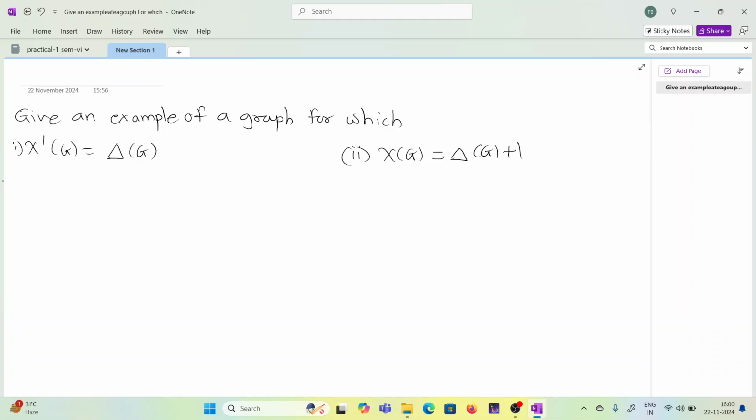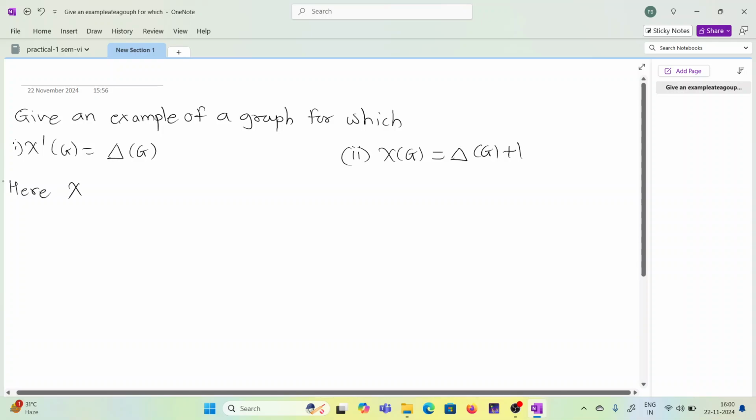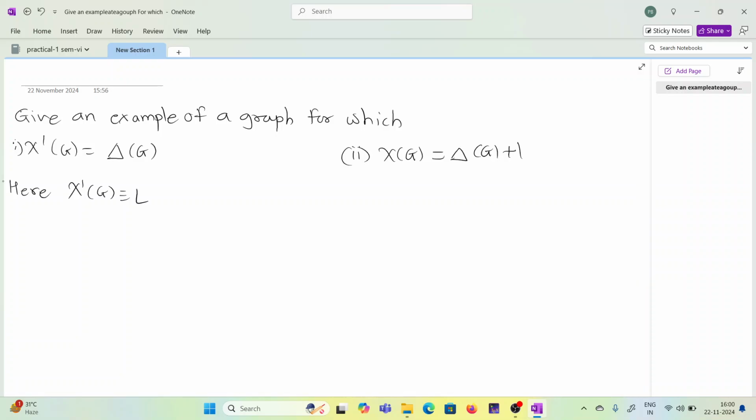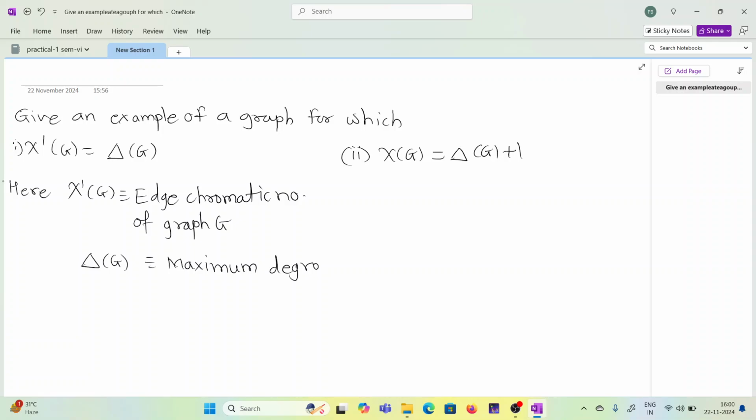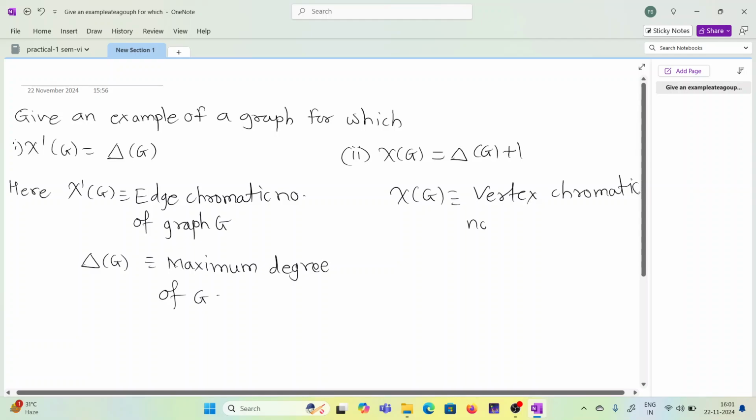First let us write what is chi dash of G. Here chi dash of G represents the edge chromatic number of graph G, and delta G is the maximum degree of graph G. Chi of G is the vertex chromatic number, or simply the chromatic number, of graph G. So let us draw a graph for which chi dash of G is equal to delta G.